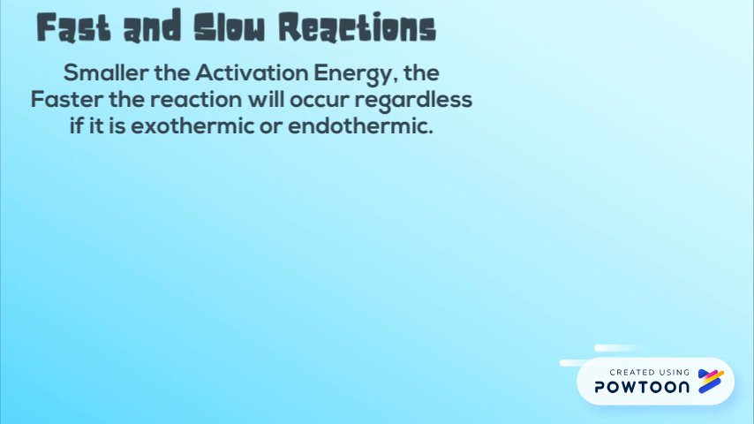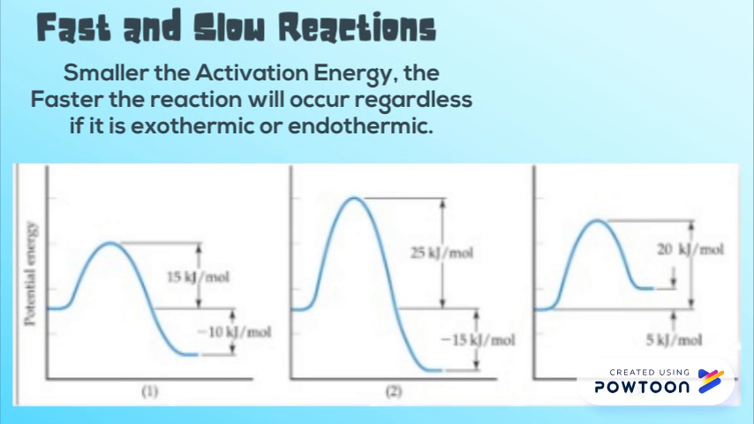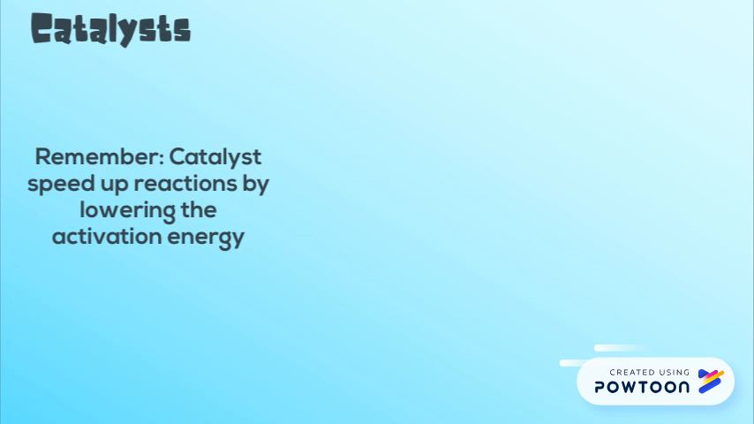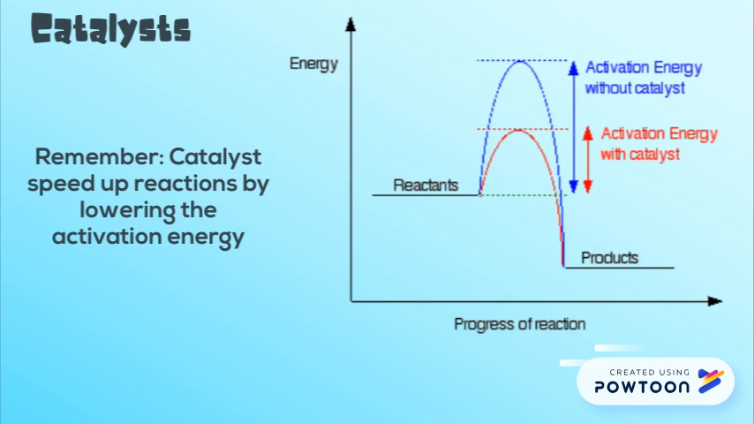The speed of a reaction is dependent on the activation energy. The smaller the activation energy, the faster the reaction will occur. If you remember, a catalyst speeds up a reaction by lowering the activation energy. Our potential energy diagram would show a smaller hill with a reaction with a catalyst.